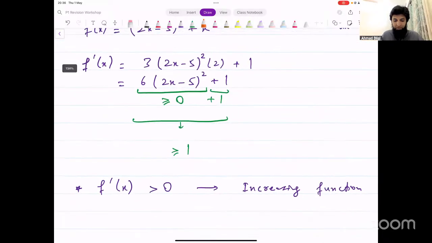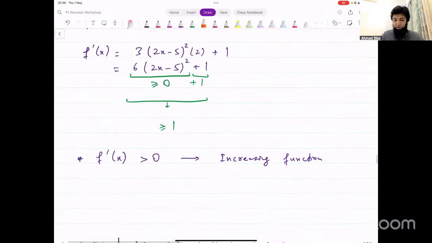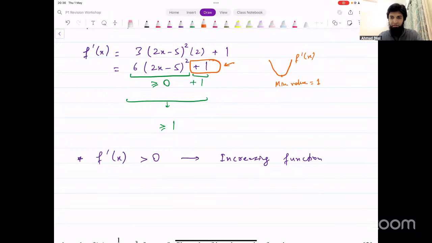For example, if this is the derivative, you show that it is always positive because you could think of it like this as well. The minimum value of this derivative is 1 because it's a U-shaped curve, the curve for the derivative, and it has a minimum value at 1. Since the minimum value is 1, that means it is always positive.